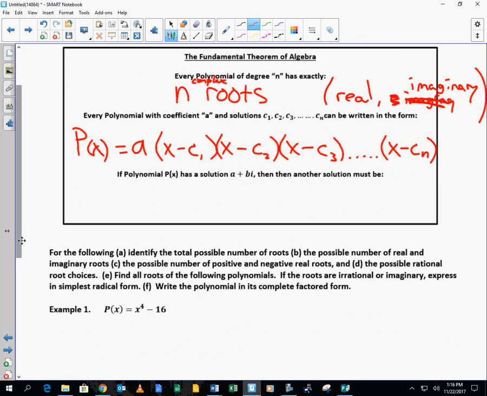And then there's one other piece to this fundamental theorem of algebra that is really cool. It says if a polynomial p of x has a solution of a plus bi, we talked about it yesterday, can imaginary solutions ever happen by themselves? Just one of them? No, they always come in pairs. So if a plus bi is a solution, then another solution must be a minus bi, or the conjugate. That will always be the case.